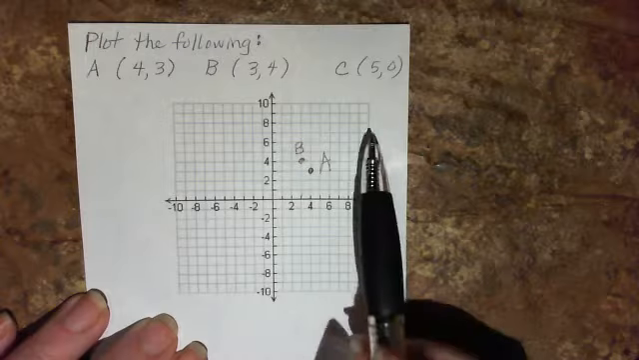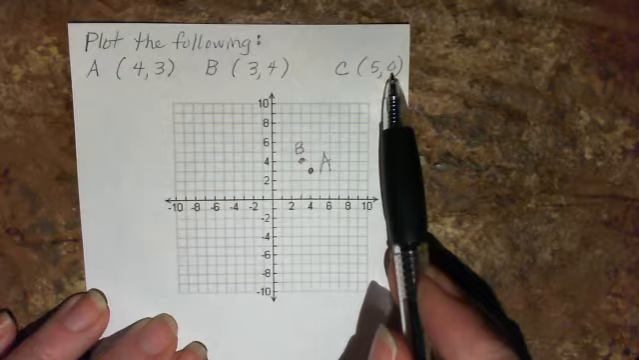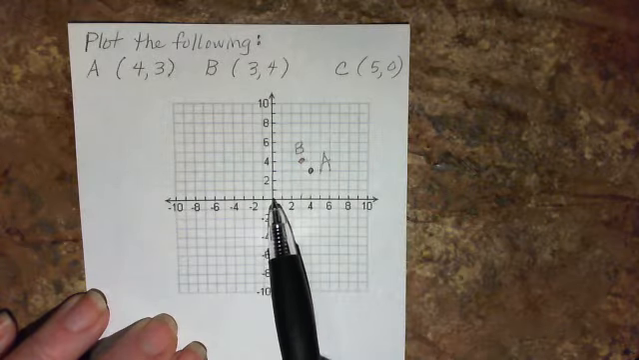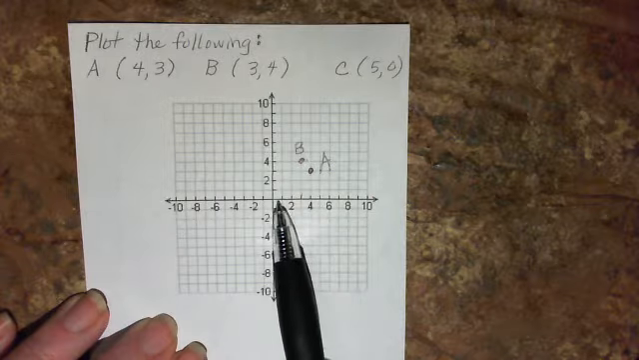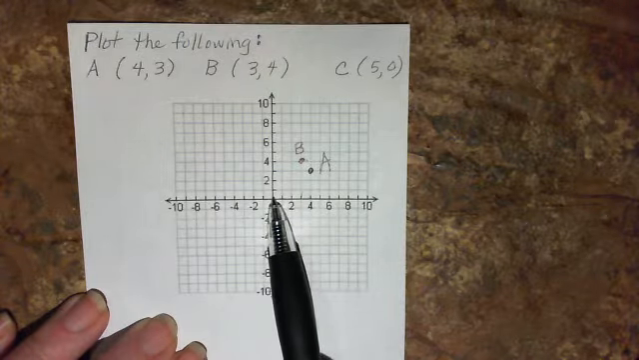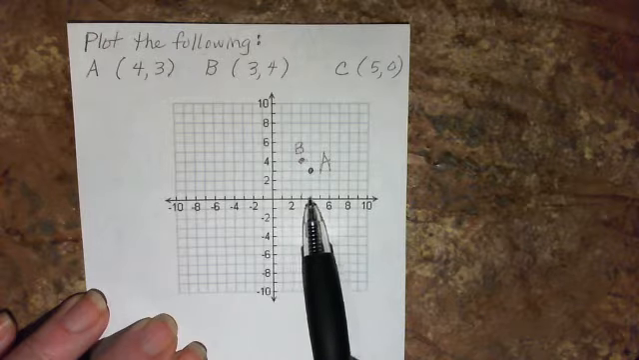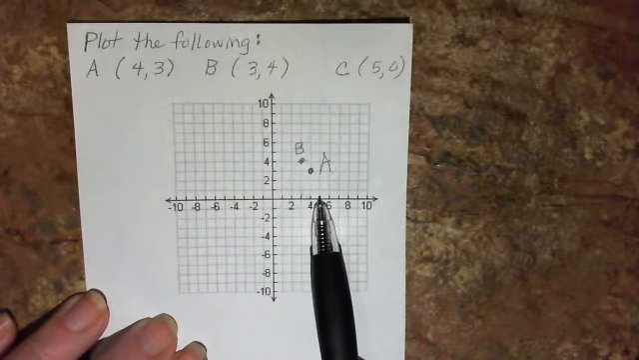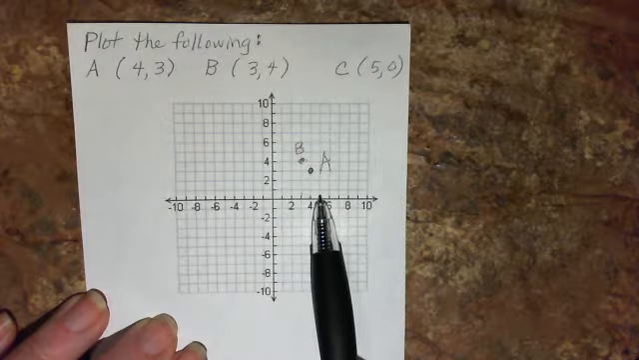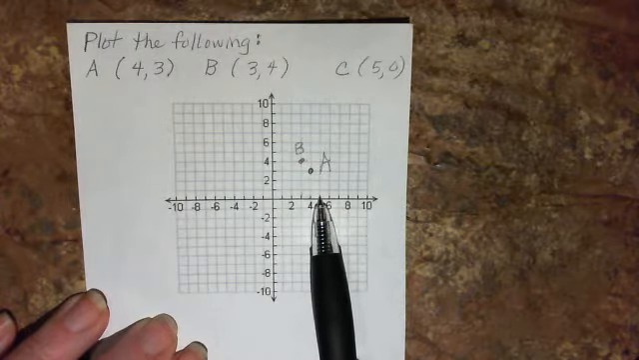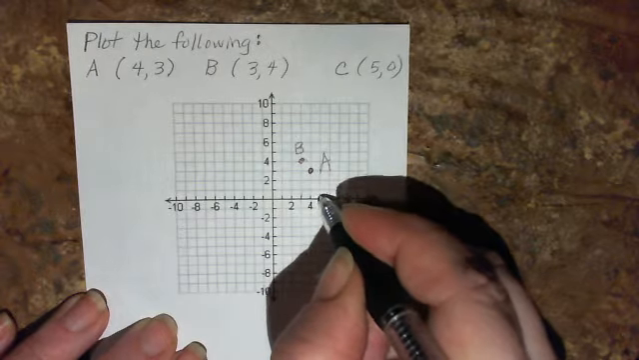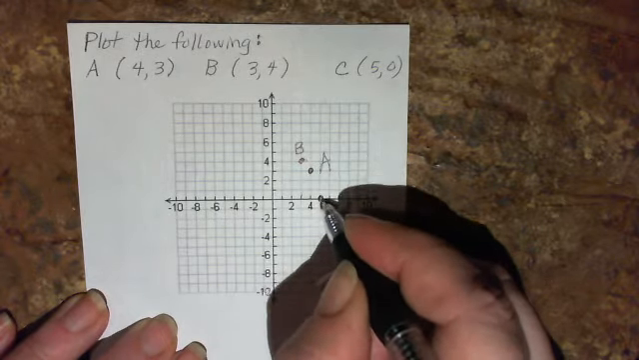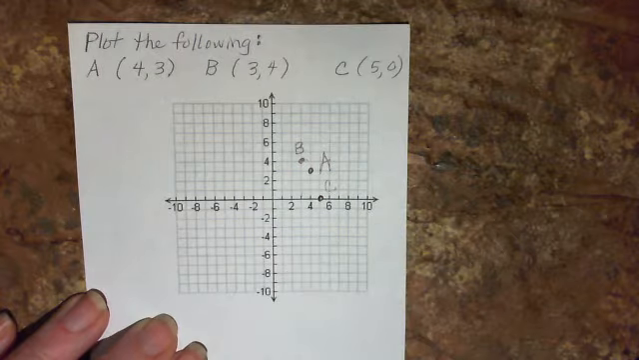Alright, point C is the point 5, 0. Alright, so that means x value 5, y value 0. So that coordinated value from the origin, x value 5, y value 0. That means we don't move up or down from our x value here. The y value 0 means a 0 vertical move. So we're going to mark this point here, that's the point 5, 0, and label it C.